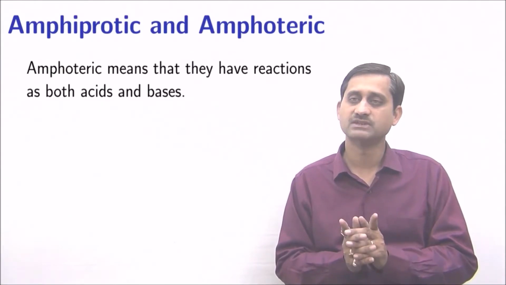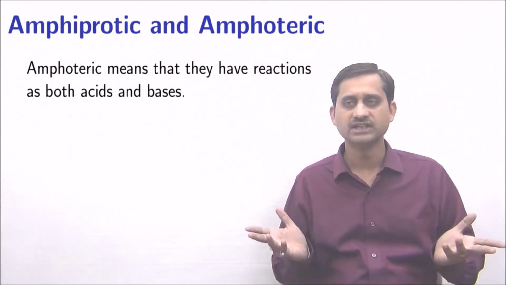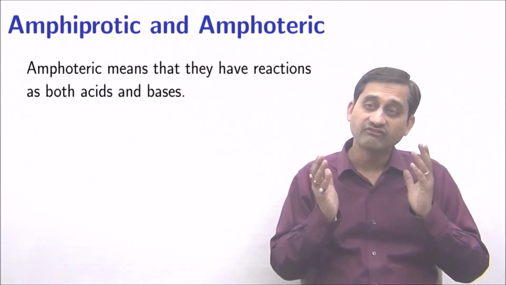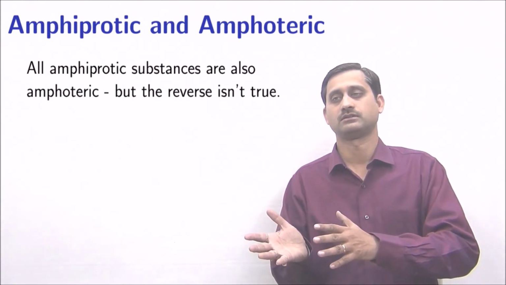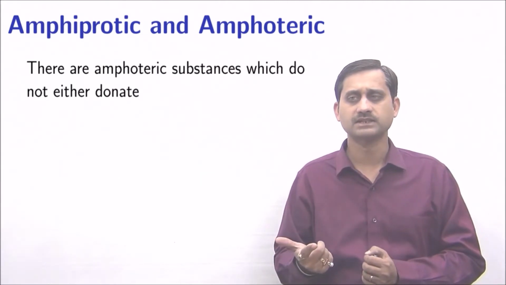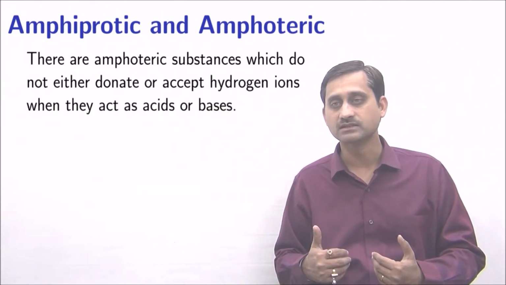But as well as being amphiprotic, these compounds are also amphoteric. Amphoteric means that they have reactions as both acids and bases. So, what's the difference between the two terms? All amphiprotic substances are also amphoteric. But the reverse isn't true. There are amphoteric substances which do not either donate or accept hydrogen ions when they act as acids or bases.